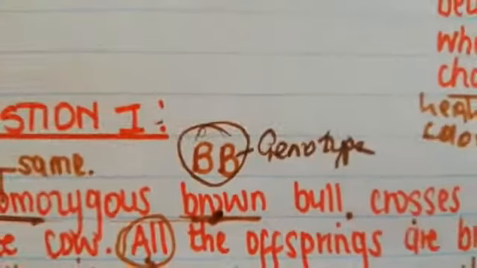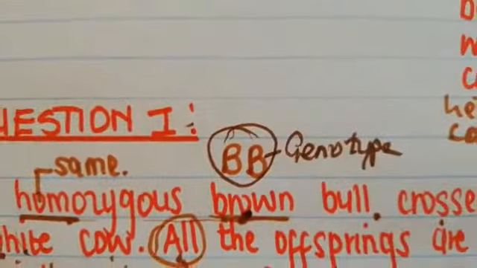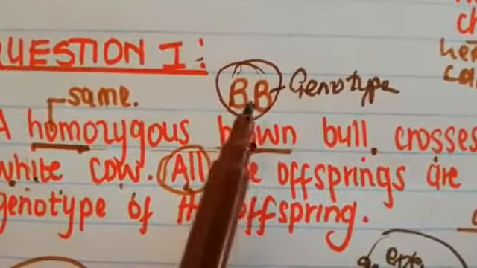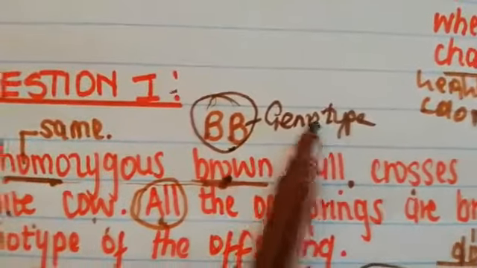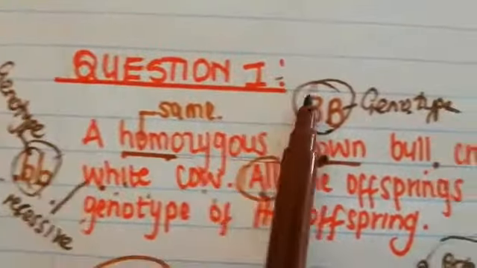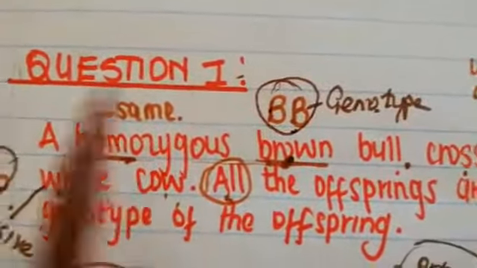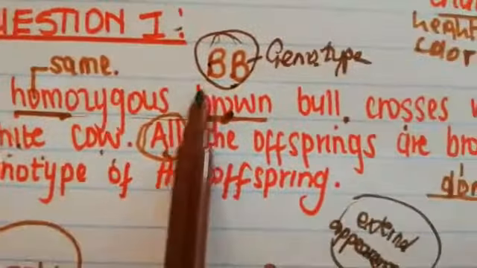Okay, guys, just before we go back to our diagram, I wanted us to indicate the fact that what we developed here is our genotype, right? So you know that immediately you go to your diagram, you already have your phenotype, which is brown bull. This is phenotype.